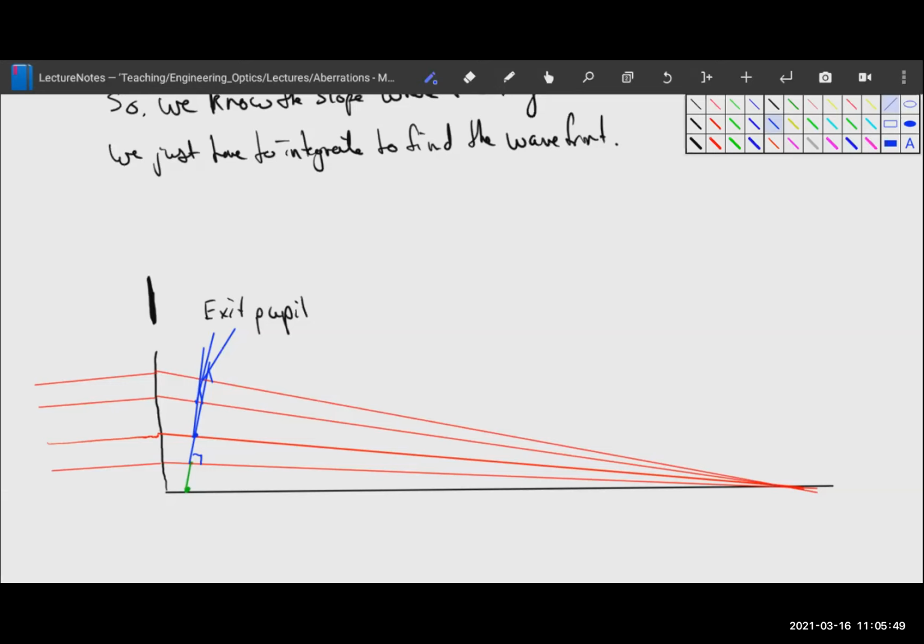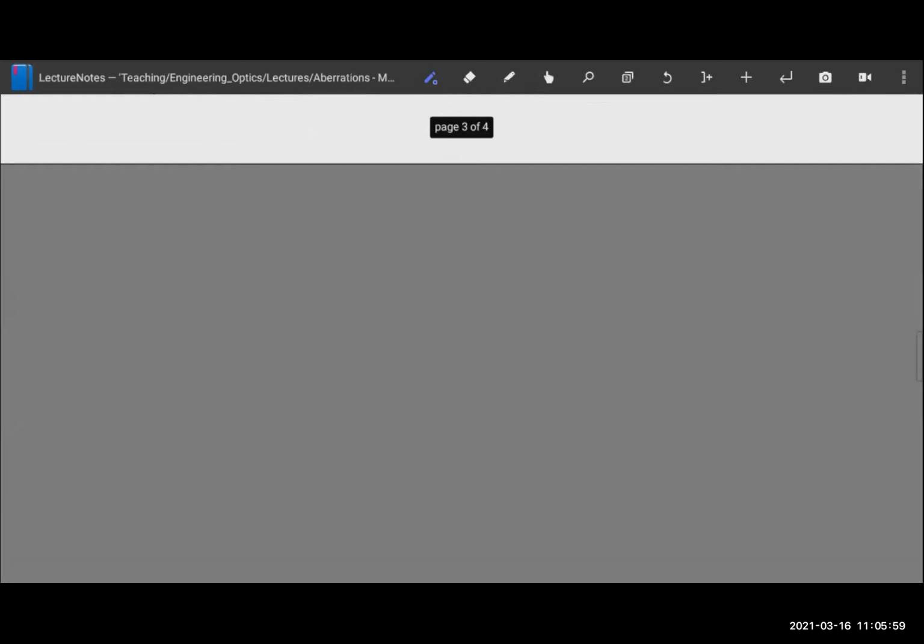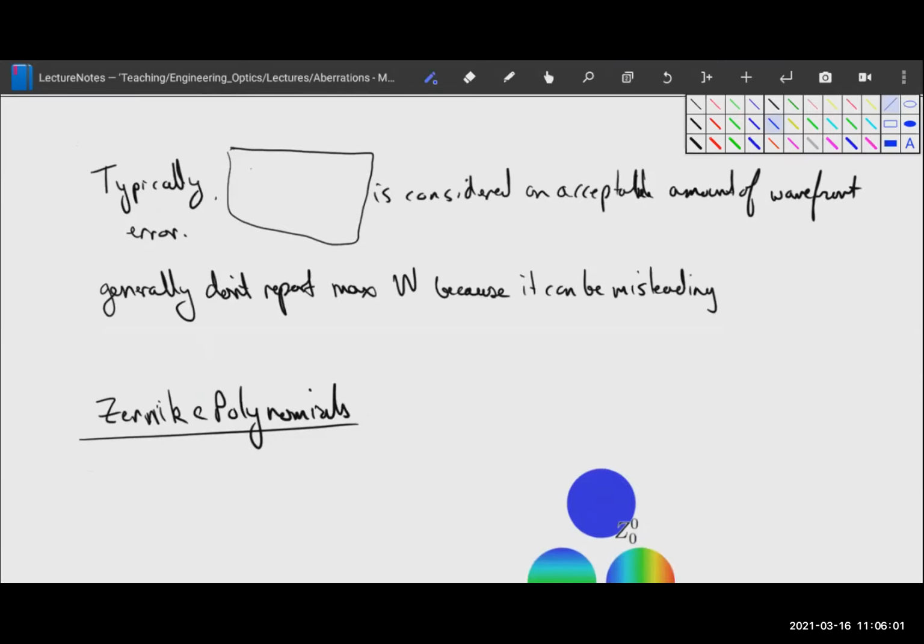So typically half lambda to a quarter lambda RMS is considered an acceptable amount of wavefront error. So half of our wavelength to a quarter of our wavelength, root mean squared, is considered an acceptable amount of wavefront error.